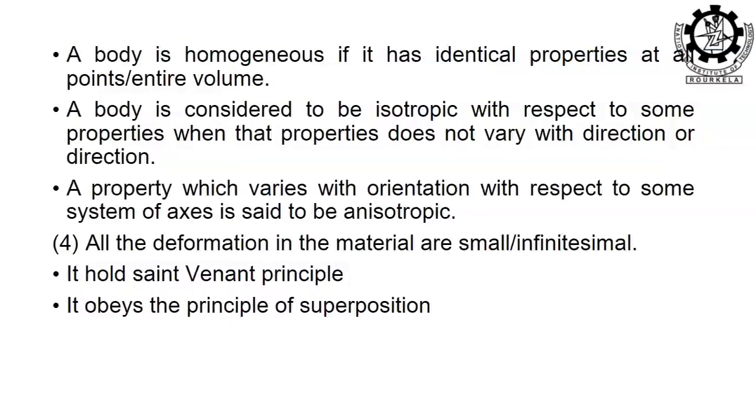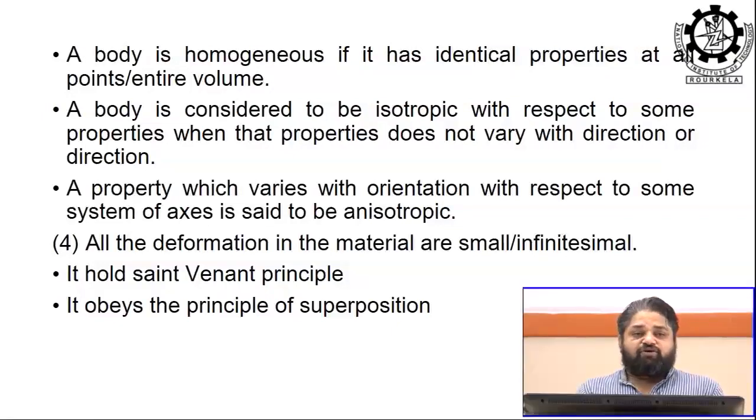Now, a body is homogeneous if it has identical properties at all points in the entire volume. I have already discussed that, so I need not discuss more. A body is considered to be isotropic with respect to some property when that property does not vary with direction. A property which varies with direction or orientation with respect to some system of axes is said to be anisotropic.